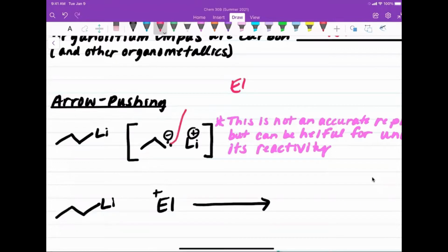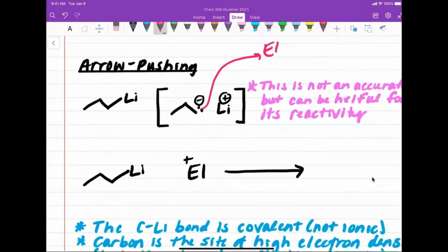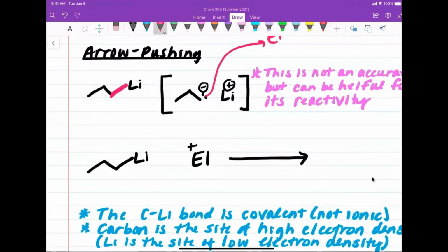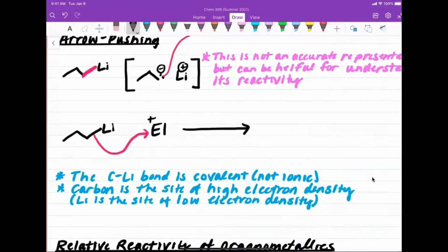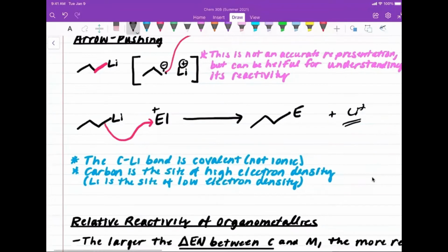You're going to have the lone pair go to the electrophile. But since we don't draw it as an ionic pair like we do here, instead we want to come from the carbon-lithium bond. That's where the electrons are. They lie closer to carbon than they do to lithium, but they're still in that polar covalent carbon-lithium bond. So when we draw a carbon organometallic acting as a nucleophile, the arrow is going to start on the electrons in the carbon-metal bond, and then hit your electrophile. You don't have to write the Li plus, but I just want to pretend it still exists, so I'm drawing it there.